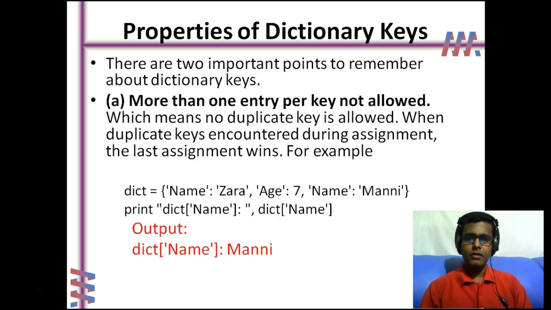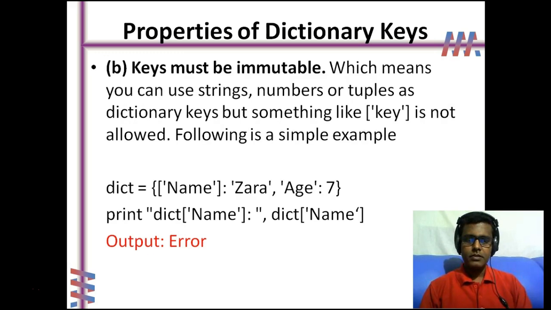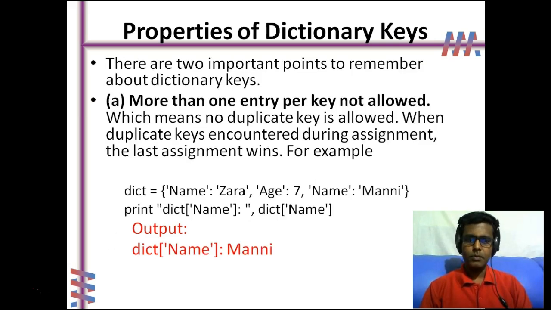So there are two main properties of the dictionary keys. The first one is that more than one entry per key is not allowed. That is, if you have a key called name, you cannot assign two values to the name. The second property is that the keys are immutable. That is, you cannot change the values of the keys. So these are the two main properties of the dictionary keys. We'll see them one by one.